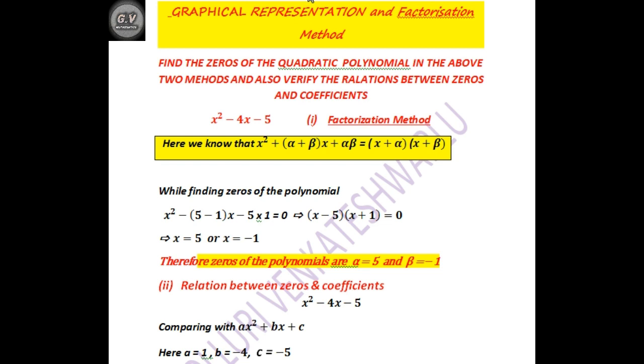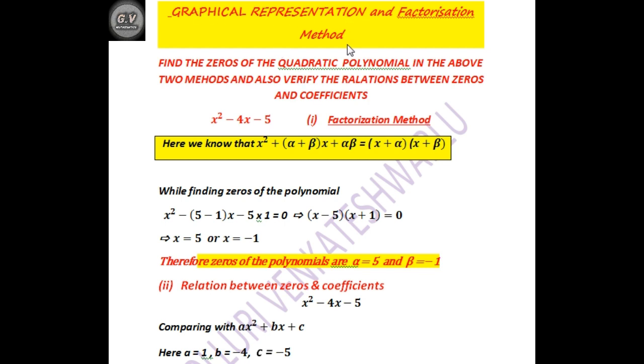Hi children, today we are going to discuss graphical representation and the factorization method of quadratic polynomials. In the previous classes we discussed the relation between zeros and coefficients of linear polynomials, quadratic polynomials, cubic polynomials as well as biquadratic polynomials. Today we are going to discuss how to find the zeros of a quadratic polynomial using two methods, that is, first the factorization method and second the graphical representation.